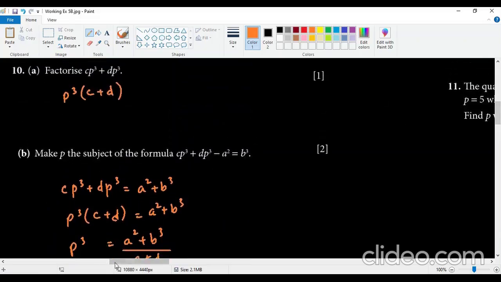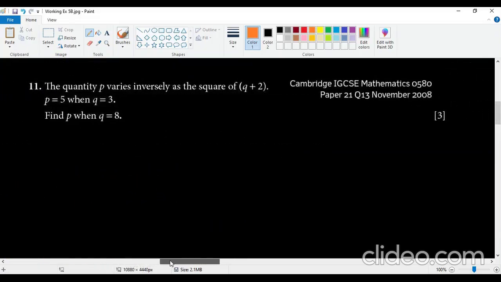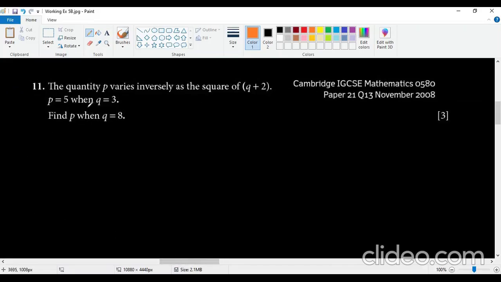Moving on to question number 11. It says the quantity p varies inversely as the square of q plus 2. That means I will start writing this question in this way: 1 over q plus 2 square. And to remove the sign of proportionality, I'll be using equal sign, and in place of 1, I'll replace with k. And the formula is going to be something like this.